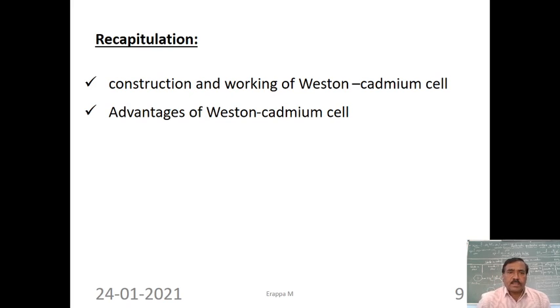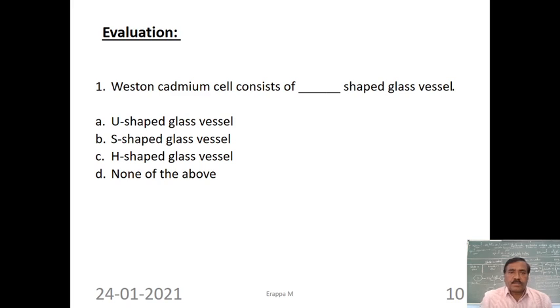So the summary of this session is how to construct and draw a neat labelled diagram of the Weston cadmium cell, and the working of the Weston cadmium cell. Write the positive electrode and negative electrode. After that, what are the requirements for the Weston cadmium cell to act as a standard cell.